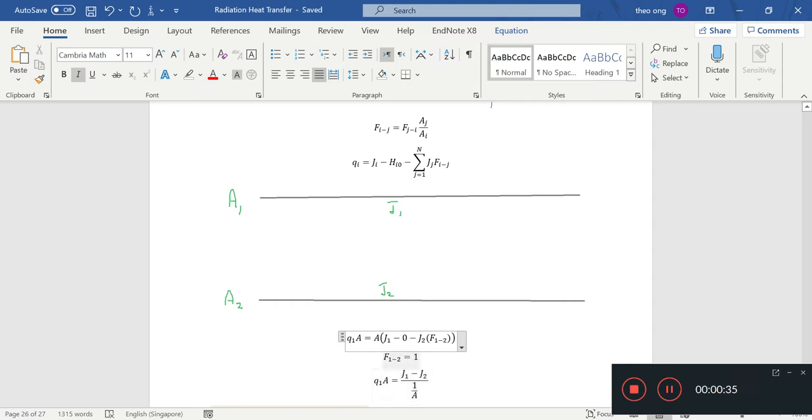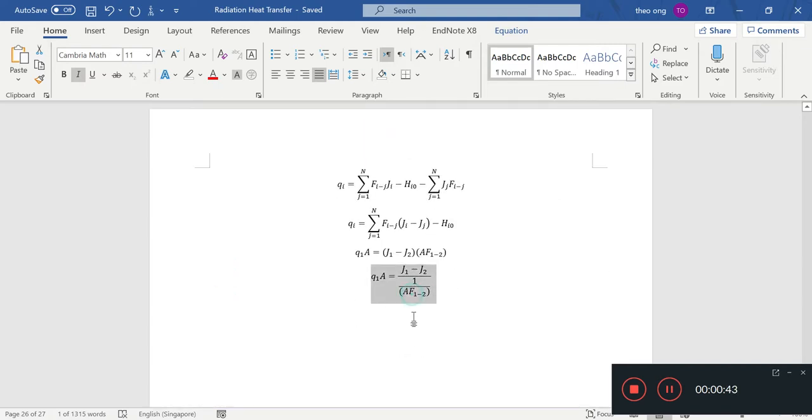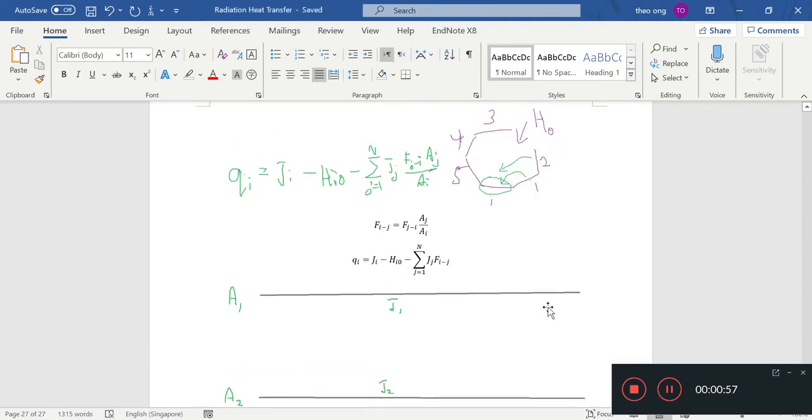Well, for one thing, you can see that the view factor from 1 to 2 is 1. So that basically makes F1 to 2 here, that is 1 also. So it will just reduce to this, because basically there are no other surfaces that are available. Okay.